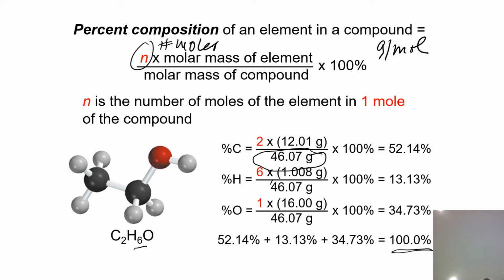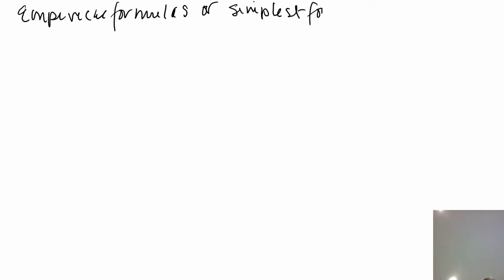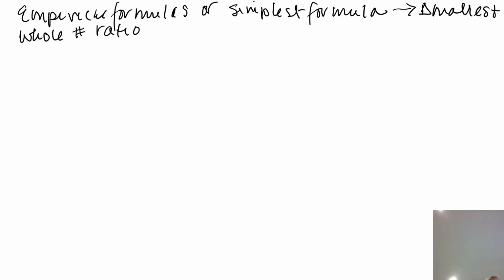So we are going to then use percent composition to determine what we call an empirical formula. So let's review empirical formulas again. So empirical formulas, or the simplest formula, gives the smallest whole number ratio in those subscripts of the formula, versus the molecular formula, so this would be for a covalent compound.